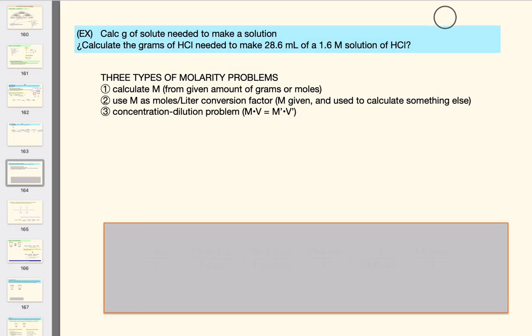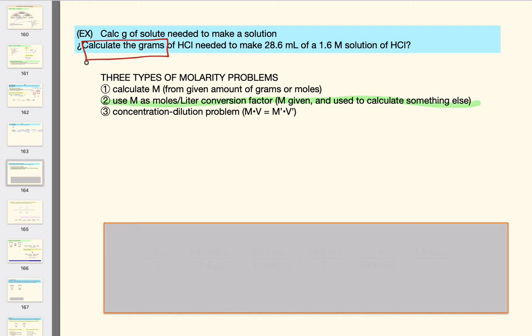Okay, let's have a look at the next type of molarity problem, which I'm calling type 2. That's where you use molarity to calculate something else. In other words, molarity is given. The best way to teach it is maybe just to go through an example. So let's do that. Calculate the grams.